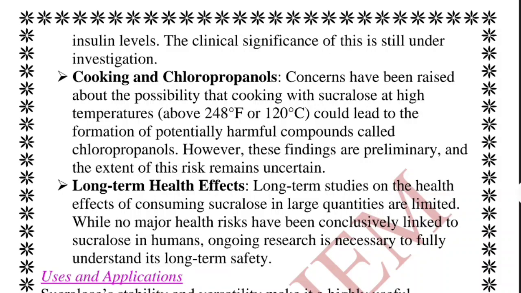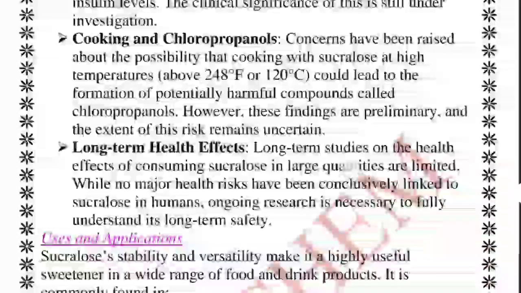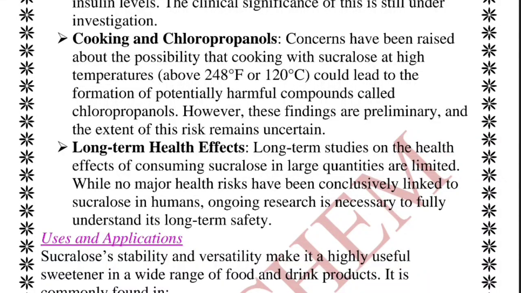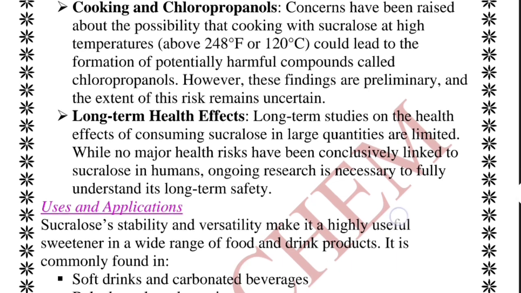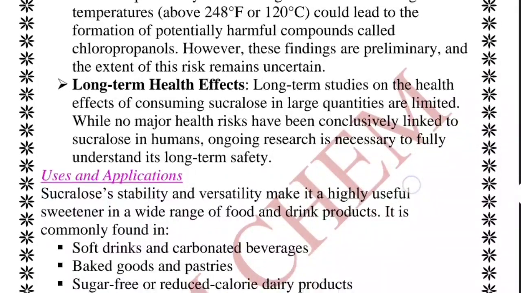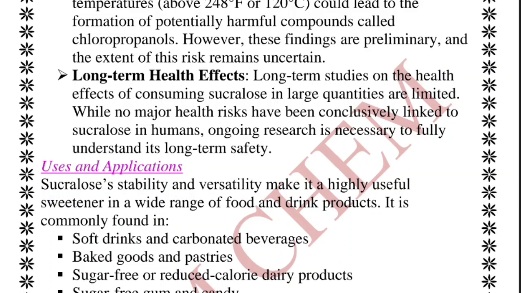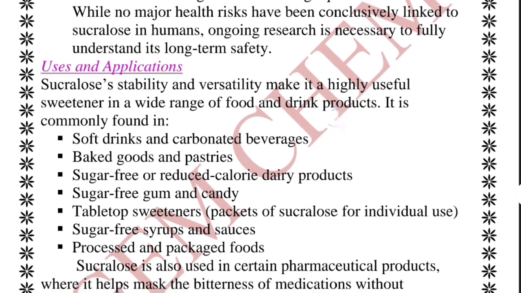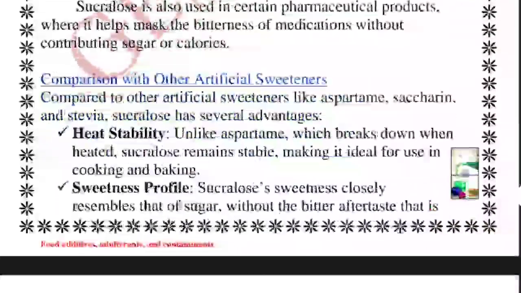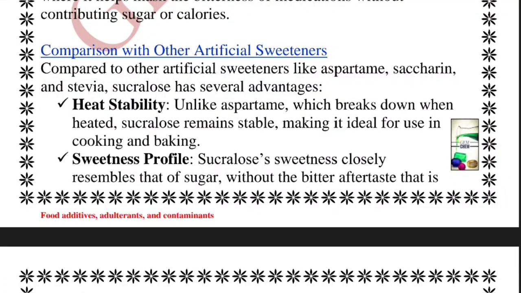Cooking and chloropropanols. Concerns have been raised that cooking with sucralose at high temperature could lead to the formation of a potentially harmful compound, chloropropanols, which can pose a preliminary risk to your health. Long-term health effect: if taken in large quantities, there is no major health risk, but there are some problems which are not being mentioned. Uses and applications include soft drinks, carbonated beverages, sugar-free gums, etc. The comparison is again given to you, so you can just read it.